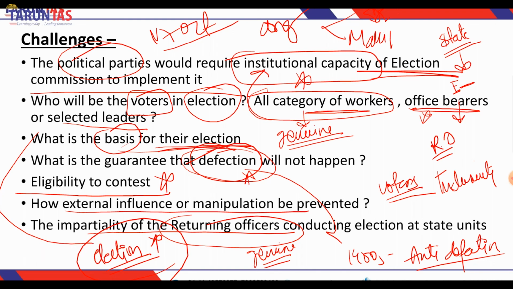So we discussed inner party democracy. So far we discussed what inner party democracy is, and the facets of democracy, that is substantive democracy and procedural democracy. We also discussed why we need inner party democracy, what the law says about it, and the challenges of inner party democracy. So with this, we finished this editorial.